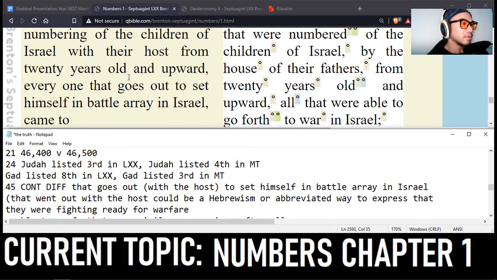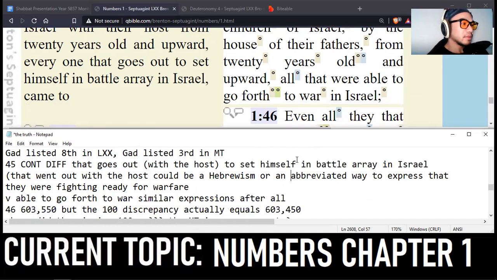There it is, with their host from 20 years old and upward. Everyone that goes out, in brackets I put "with the host," to set himself in battle array in Israel. So these are those that went out with the host. Could be a Hebrewism, that's some speculation. I'm speculating that it could be a Hebrewism, or an abbreviated way to express that they were fighting. They were fighting ready. They were ready for warfare.